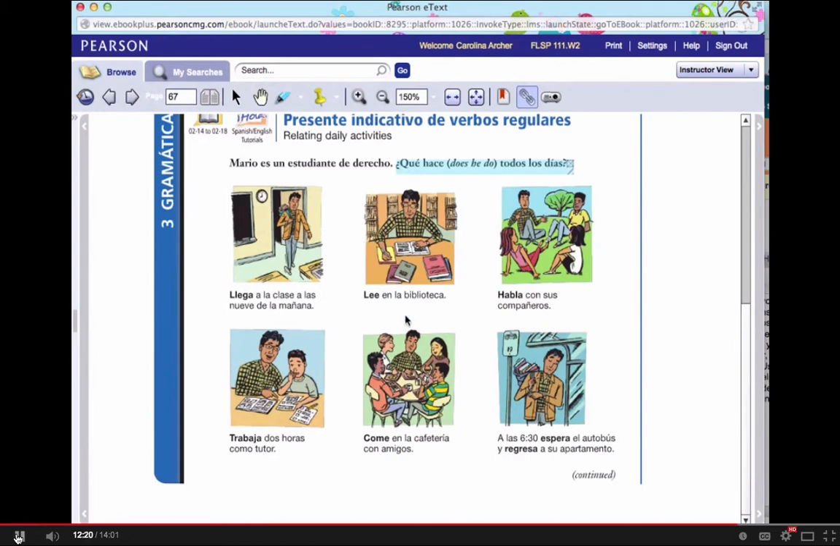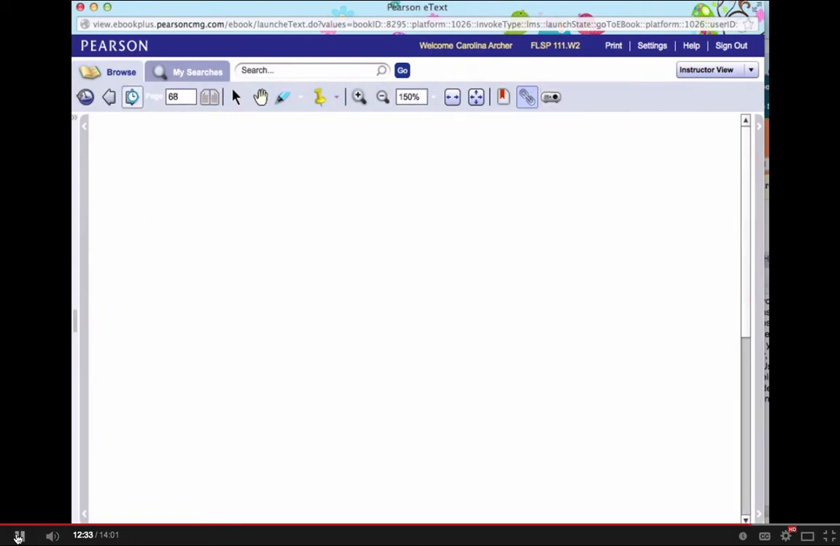And these two are -er verbs, leer and comer. They're conjugated the same way. Lee en la biblioteca, come en la cafetería con amigos. Okay, so please pay attention to the verbs.